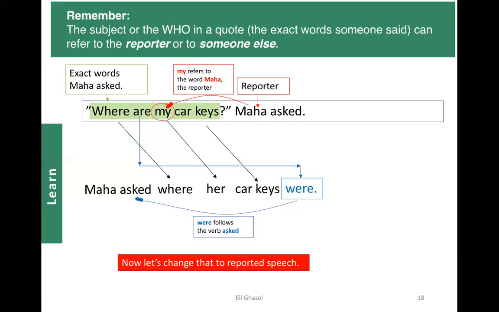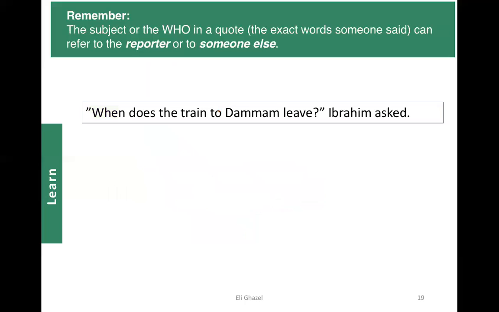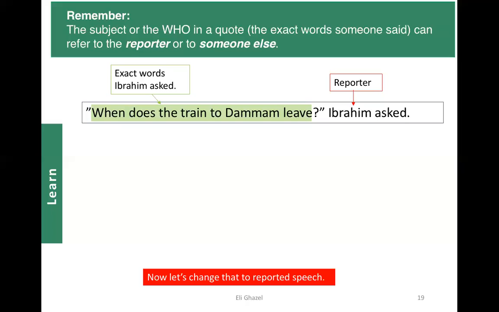Let's try another one. When does the train to Dammam leave? Ibrahim asked. Notice that when does the train to Dammam leave, there are no who people in there, so we don't have anything to refer to. But we know that Ibrahim asked the question, and we know these are Ibrahim's exact question words. When does the train to Dammam leave?